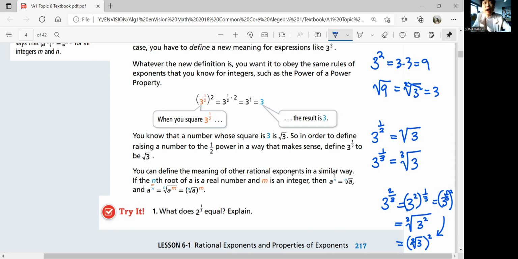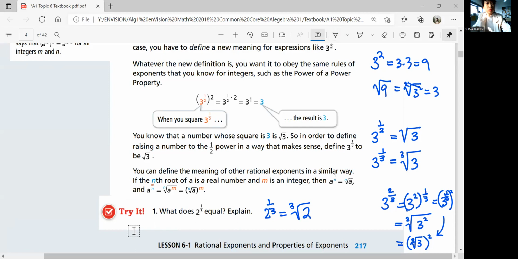Okay, so try number 1. What does 2 to the power of 1/3 equal? Can you explain using your own words? Okay, are you ready? So 2 to the 1/3, in the same way, should be the cube root of 2. Why?